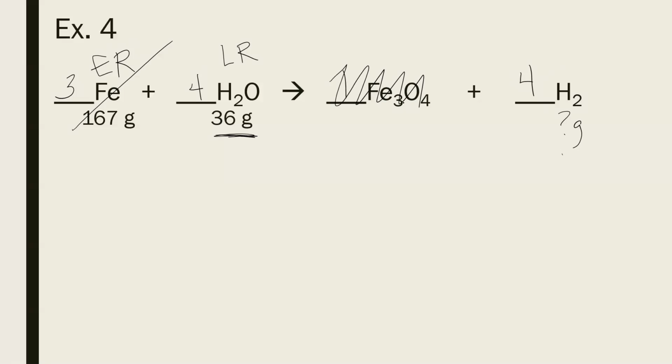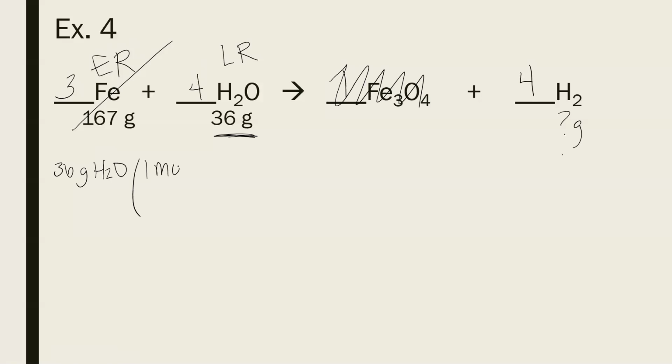Now I'm going to do a simple mass to mass. My known is now my water. You have to start with the limiting. That's why you have to do that step first. You cannot start with the excess. The limiting reactant limits you on how much product you make. If you start with the excess, that's not a valid expression of what you're going to get out of this reaction. The limiting reactant limits you. You have to start with that.